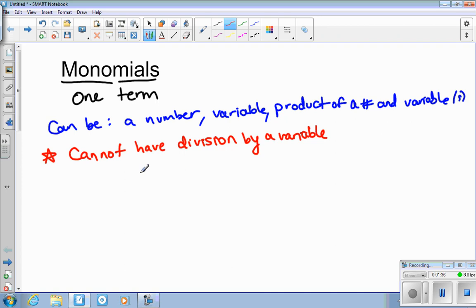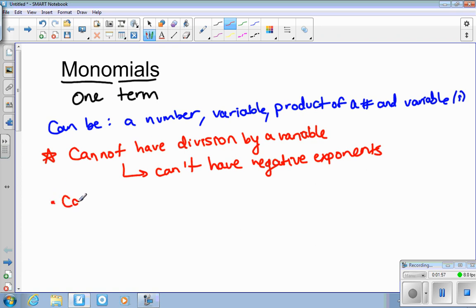Another thing that's not allowed, and we'll learn more about this next week: if we can't have division by a variable, this is the same thing as we can't have negative exponents. And then finally, if it's one term, we can't have more than one term. So we can't have things that are being added or subtracted together.